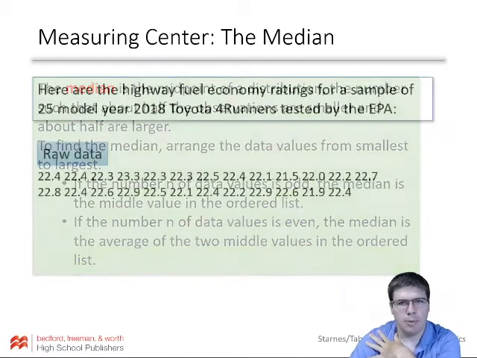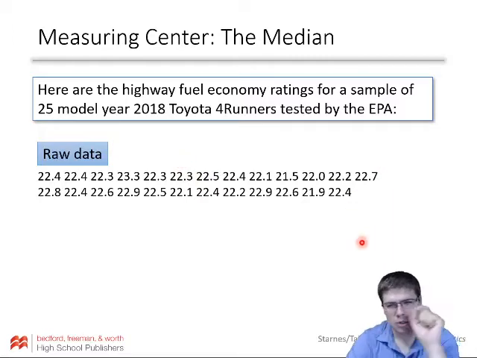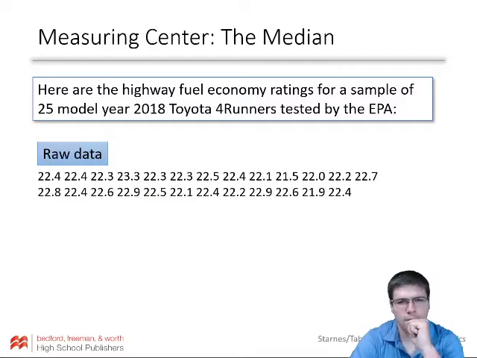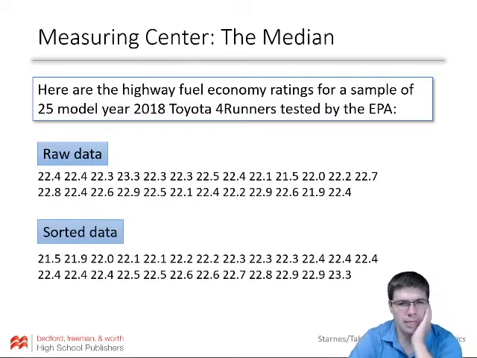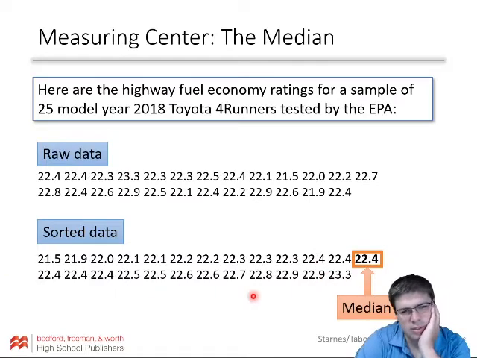So for example, we've got highway fuel economy ratings for a sample of 25 model year 2018 Toyota 4Runners tested by the EPA. Our raw data is there, and it's 25 of them, so there will be a single number in the middle. But don't just analyze the data as written. Of course, with the median, we always need to sort it from smallest to biggest. And it's nice to have computers do that for us because that's kind of an annoying process. Here, this middle number will be 22.4. If there are 25 data values, that means there are 12 to the left and 12 to the right, or greater than it, and that gives us that.